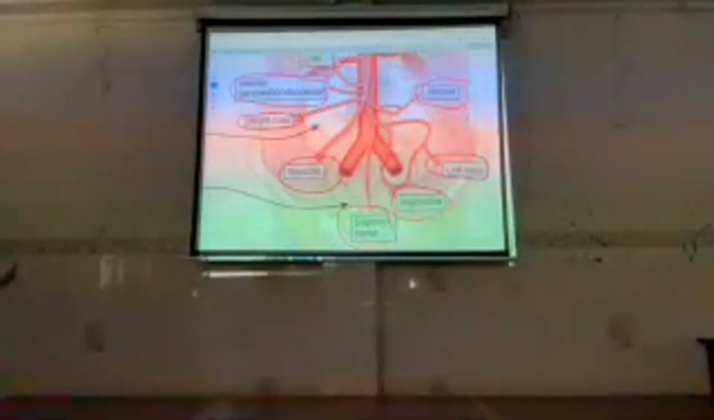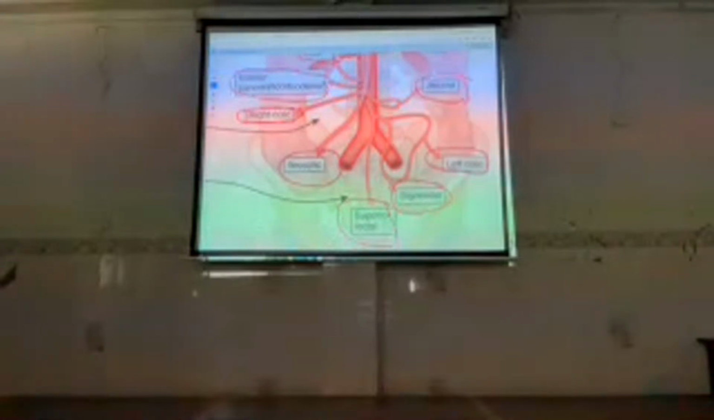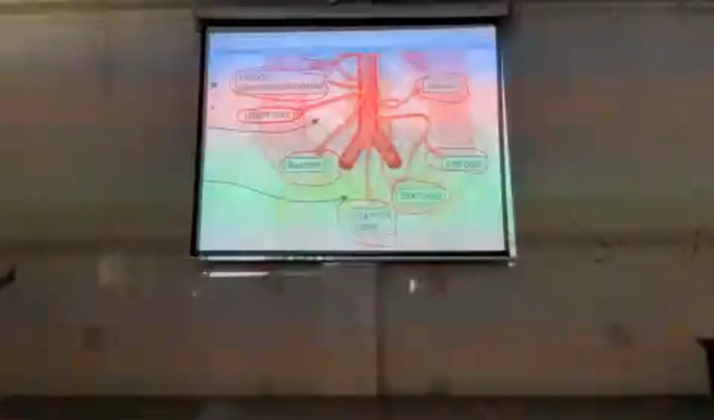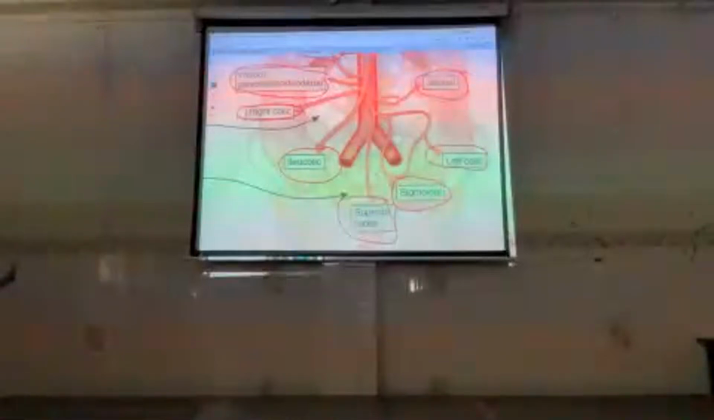Sigmoid colon is also present. Anus is present. Rectum is present. So superior rectum means the superior part of the rectum. So this is the blood supply. So what is supplying here?